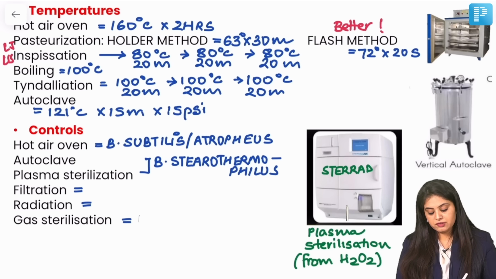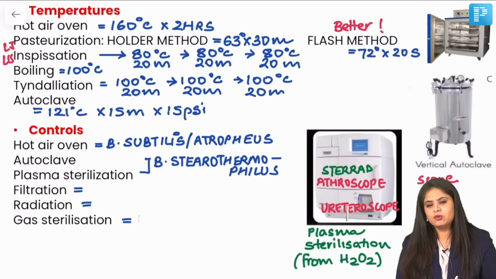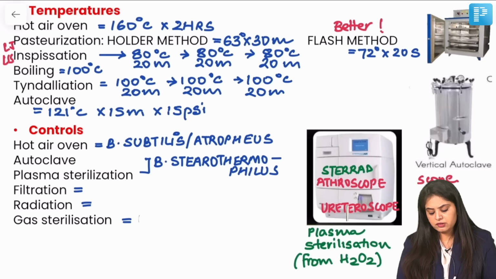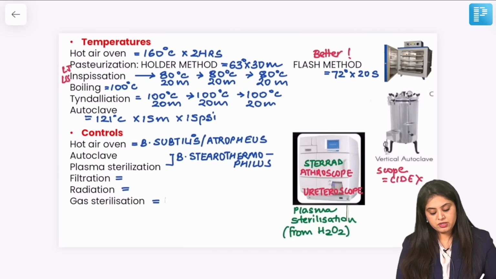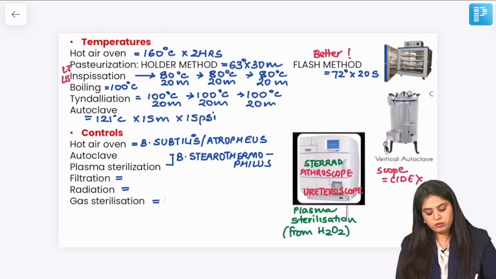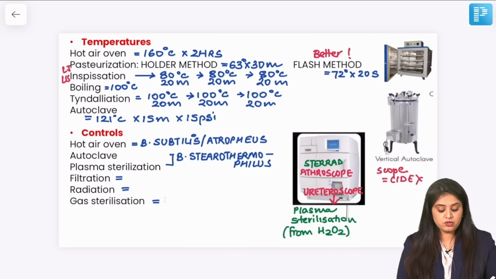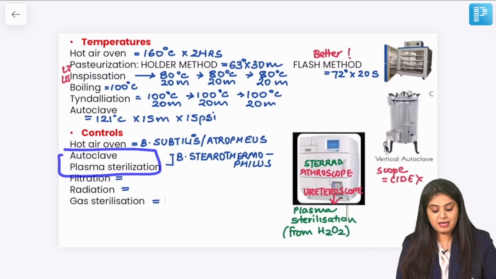The next question is, what will you be cleaning in the plasma sterilization machine? Number one is going to be the arthroscope and the other one is going to be the ureteroscope. I hope you still remember from the LRR series that when we are dealing with scopes like endoscope, laryngoscope, bronchoscope, etc., the scopes are basically cleaned with Cidex, which is glutaraldehyde. But the exception is arthroscope and ureteroscope, which are cleaned with the help of plasma sterilization, the control of which is the same as autoclave.